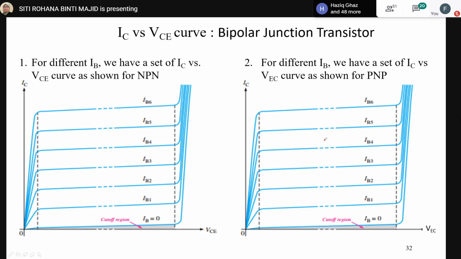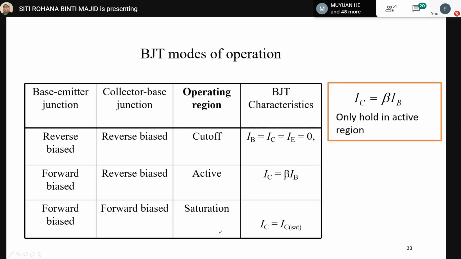I show you the difference between IC versus VCE for NPN and PNP. The shape is totally the same, whatever the configuration is, but the labels differ. This is what we keep making mistakes on: VCE and VEC refer to the NPN and PNP modes respectively.